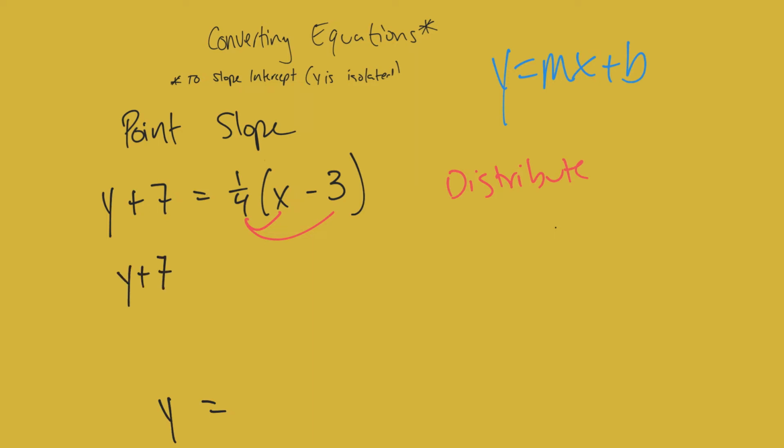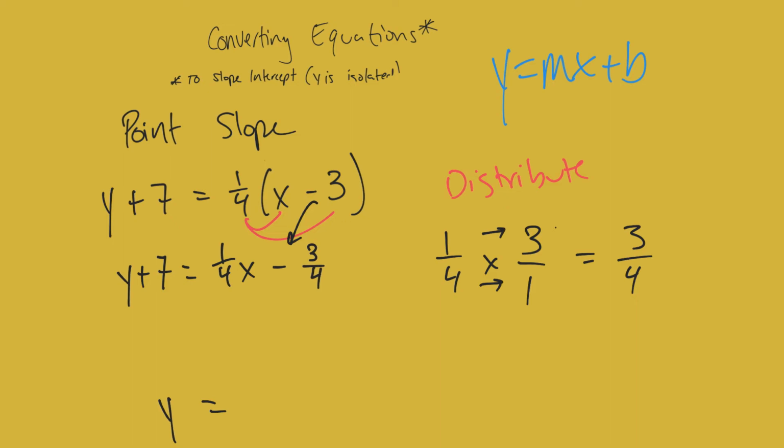So now on the left side, I have y plus 7 still because that's been untouched. 1/4 times x is 1/4 x. And then now I'm just going to put in that subtraction sign just to keep organized. But now I'm going to take what's 1/4 times 3. And I know I can write 3 as 3 over 1, and then I can just multiply straight across. 1 times 3 is 3, 4 times 1 is 4, so now I have minus 3/4.